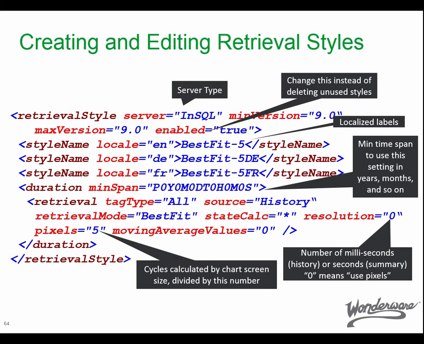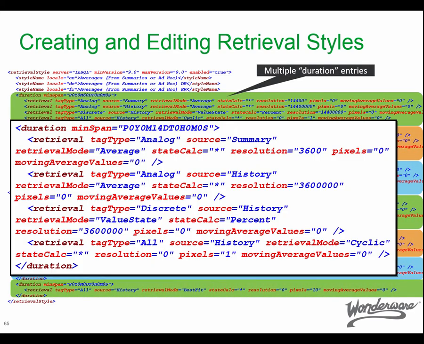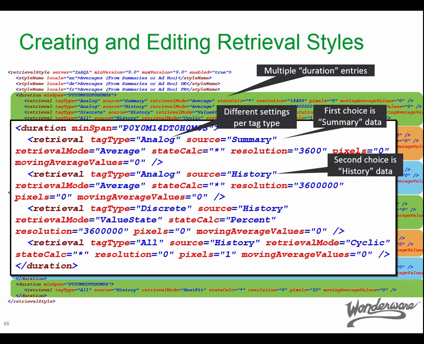Now let's take a look at the complex version of the retrieval style element. Notice that here we have multiple duration entries, and in each duration we have a definition of what to do for different tag types and which one will be my first choice for data source, summary or history.